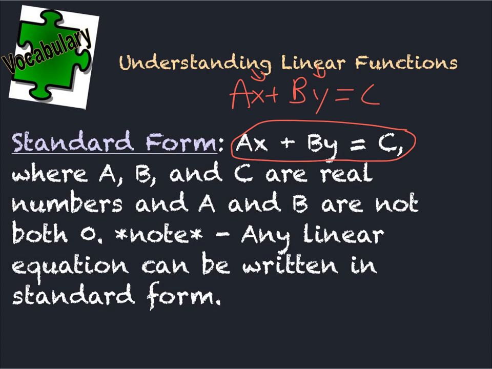So a linear function could look like this: 3x plus 7y equals -8. So if you look at this, is this in the form of ax plus by equals c? Yes. A is 3, b is 7, c is -8. This would be a linear function, because any linear function can be written in standard form. This is standard form. This would be a linear function. Same with this. This would also be a linear function, where a would be 7, b would be -2, and c would be 7. So that would also be a linear function in standard form.